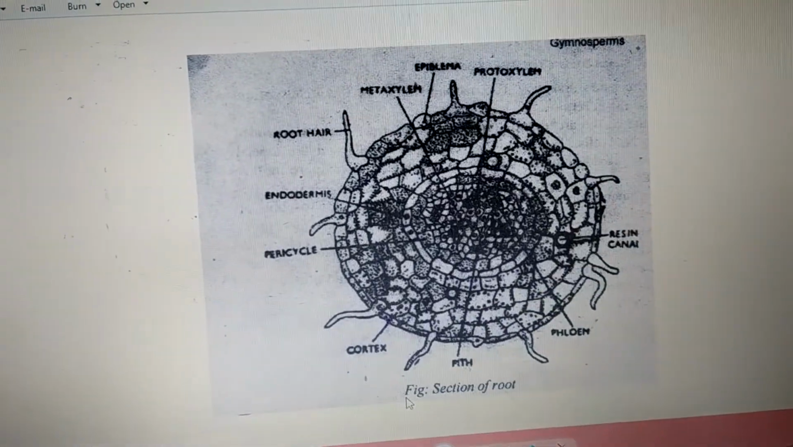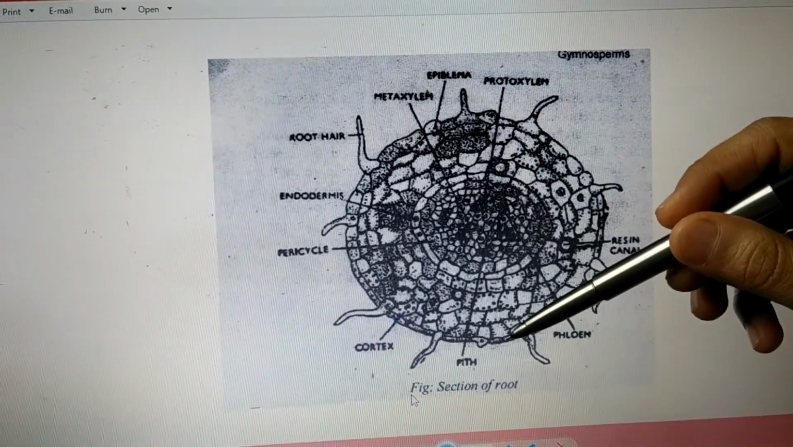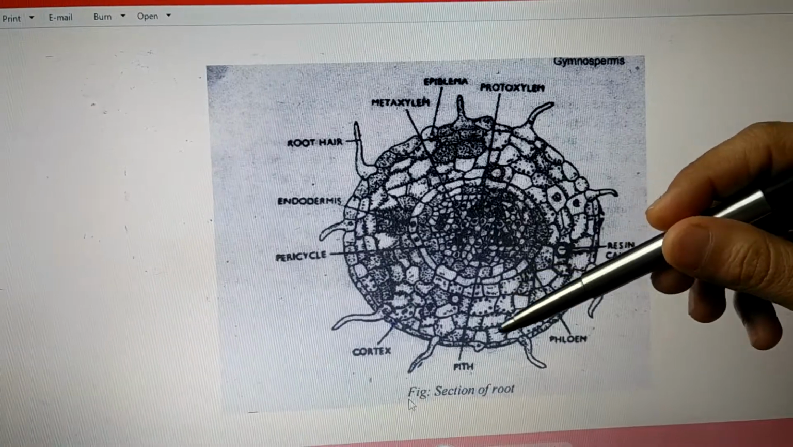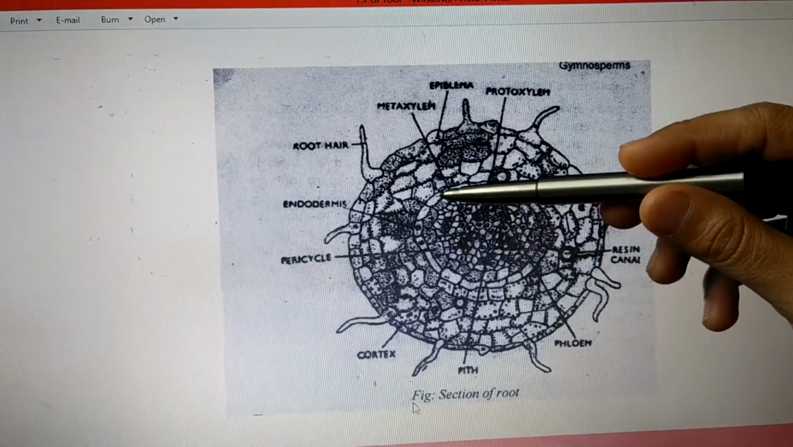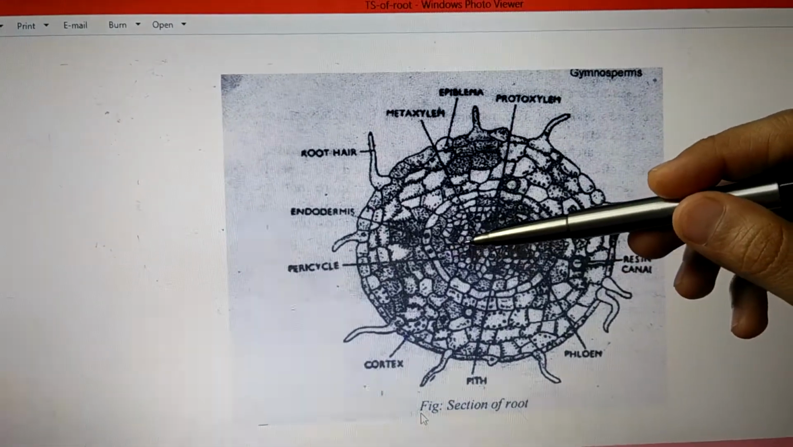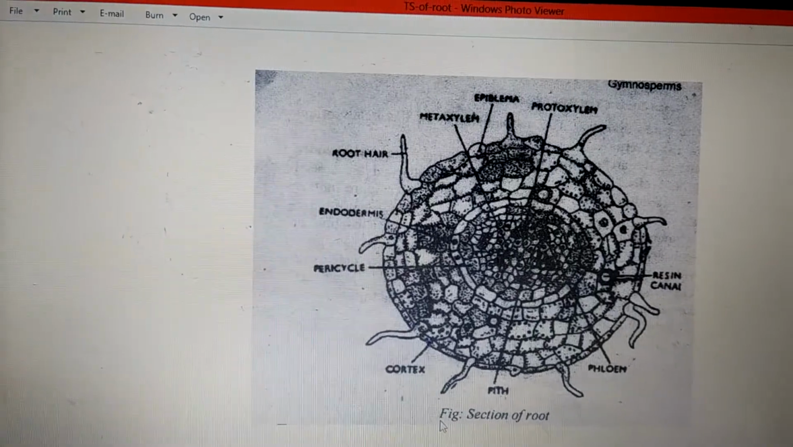Inner to the epiblema, we have the cortex region made out of parenchymatous cells. Inner to the cortex, we have the endodermis. Inner to the endodermis, there is the presence of pericycle, and inner to pericycle, what is present is the vascular bundle, usually arranged in a radial manner.